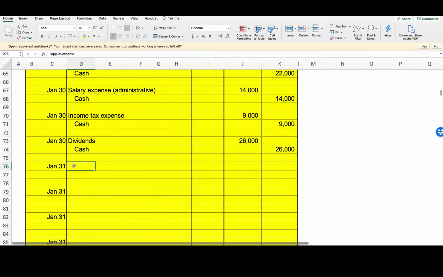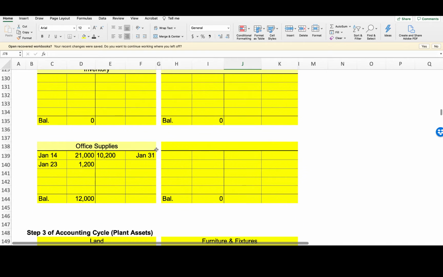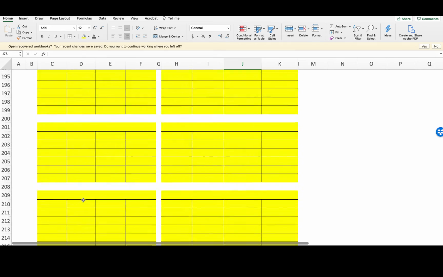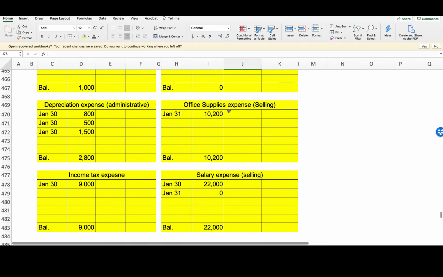So you're going to have here a debit to supplies expense for 10,200 and a credit to supplies for 10,200. Okay, so if I look at my supplies now, here you'll see the 10,200. Now I have 12,000 left, and my supplies expense, if I look down at my supplies expense, here you'll see 10,200. All right, so office supplies expense selling, 10,200. So we're going to put it in that account.